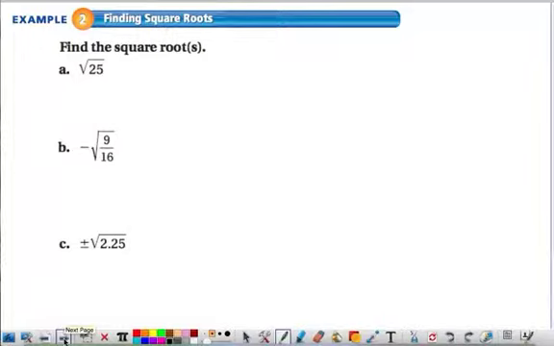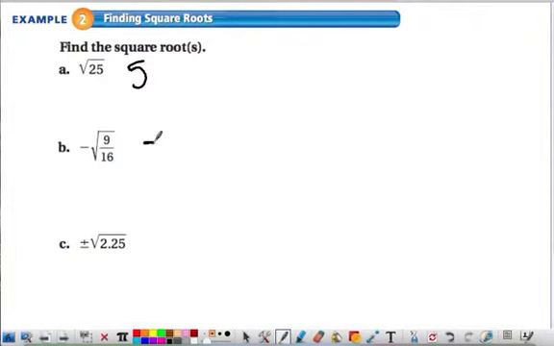So these ask us to find the square roots, either one square root or multiple square roots. With the square root of 25, there's nothing in front of it, so we know we're looking for the positive answer, and so we say what times what is going to give us 25, and we know that would be 5.